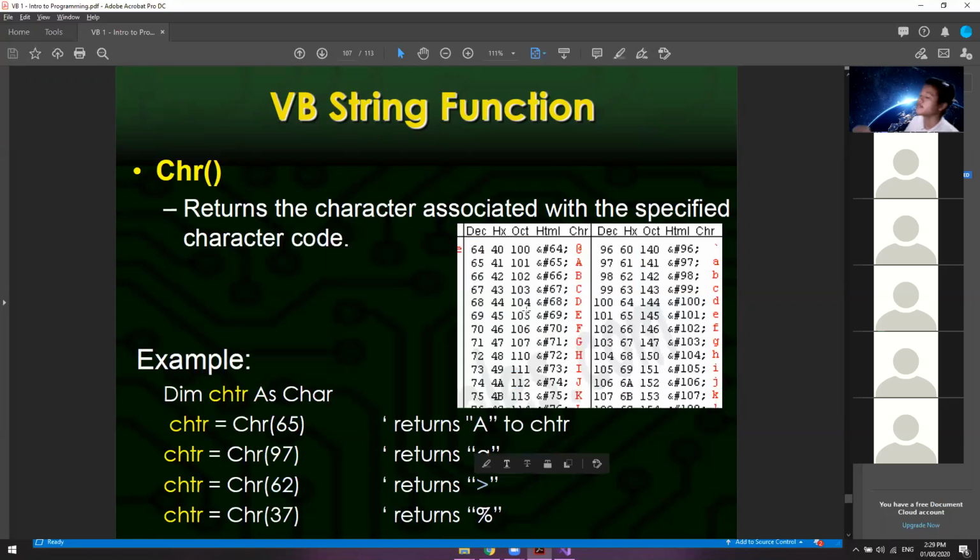Okay? You can also search for the ASCII code online. Actually, the one on the internet is more complete. It has the ASCII code values so you know the equivalent decimal, hexadecimal, octal, HTML value, and the character itself. For 37, that's the percent sign. Everything on our keyboard has an equivalent character or equivalent CHR code.